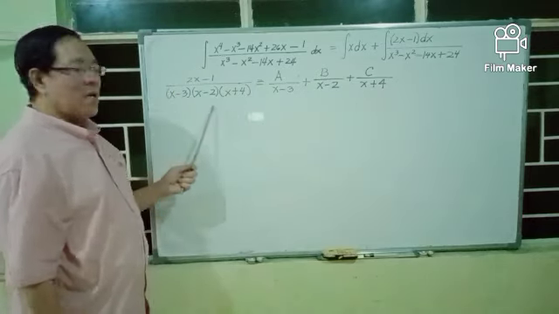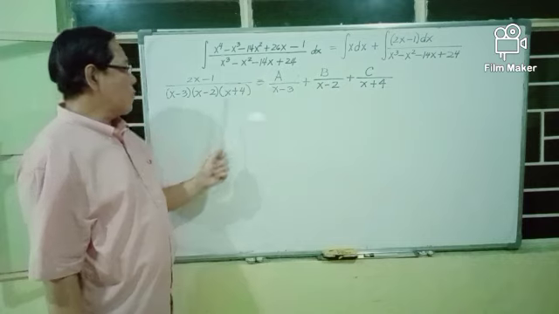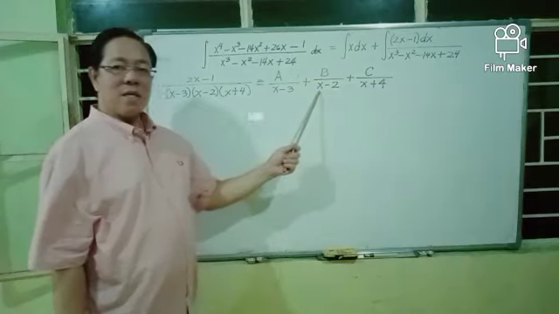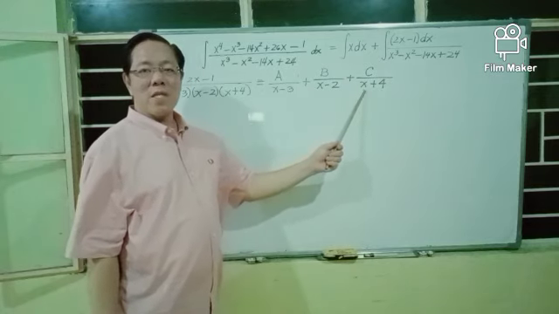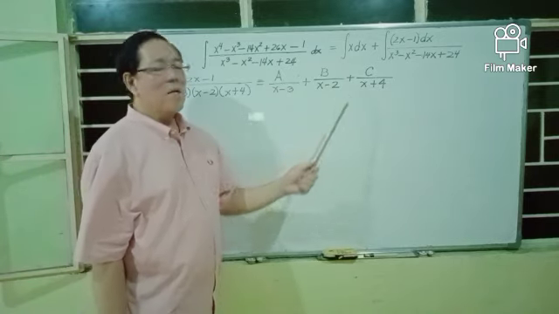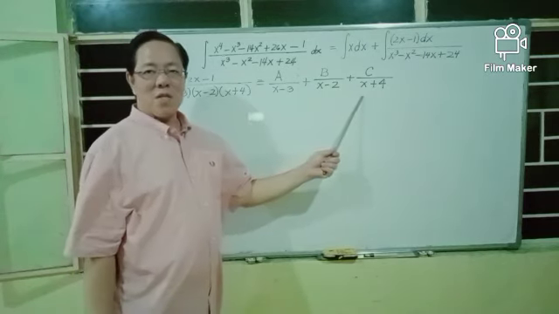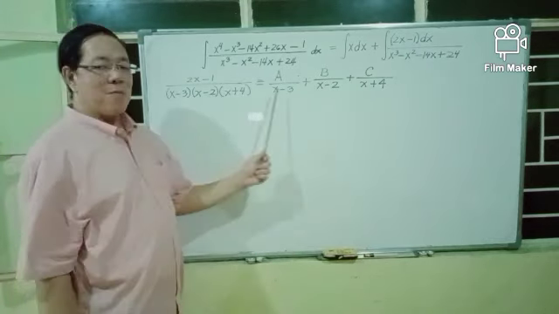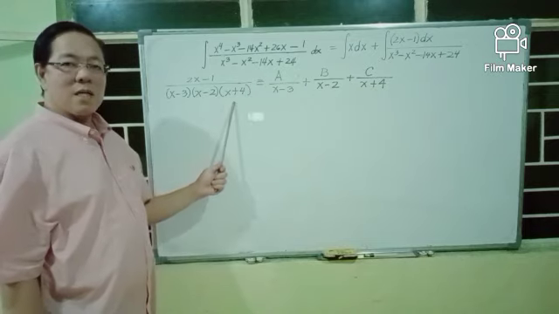Hence, this rational expression as a sum of partial fractions is equivalent to a over the first linear factor x minus 3, plus the second constant b over the second linear factor x minus 2, plus the third constant c over the third linear factor x plus 4. And we will find the constants a, b, c so that this rational expression is equal to the sum of partial fractions. First, we eliminate the denominators by multiplying both sides of this expression by x minus 3, x minus 2, and x plus 4.